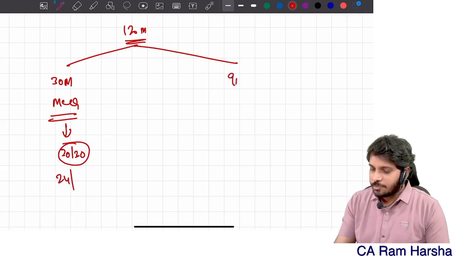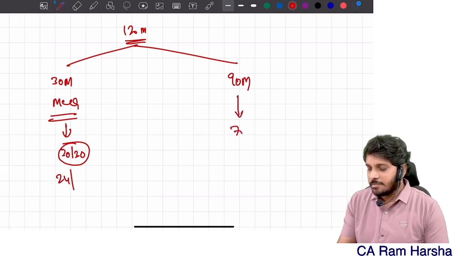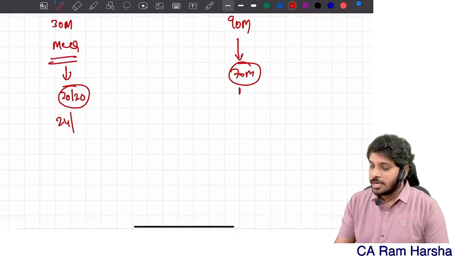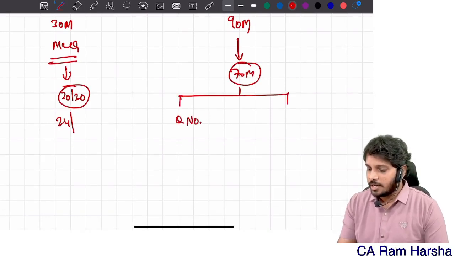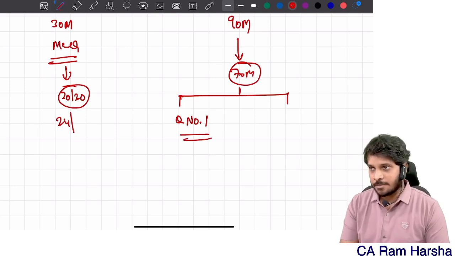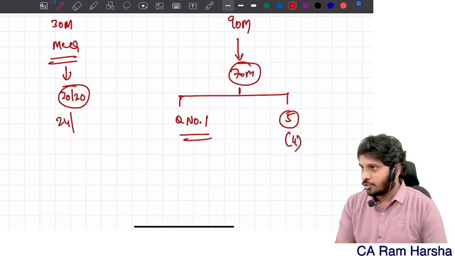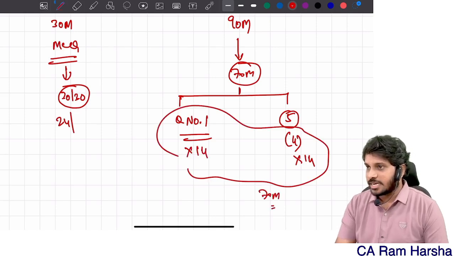Then we have the descriptive part, which is for 90 marks, out of which 70 marks you have to attempt. How will the 70 marks be split? They will be split into 5 questions in total. Question number 1, where you won't have any choice. For the remaining, they will give 5 questions, out of which you need to answer 4. So 4 into 14 and 1 into 14, totally 5 into 14, 70 marks is the weightage.